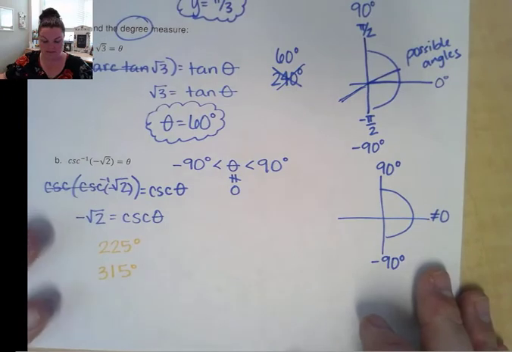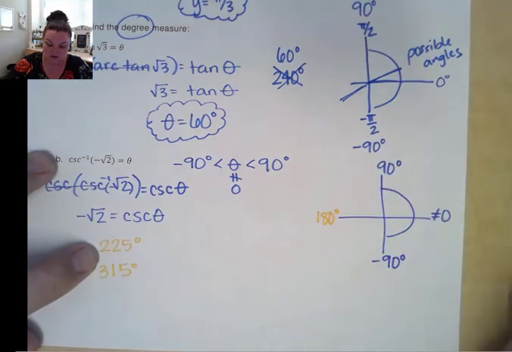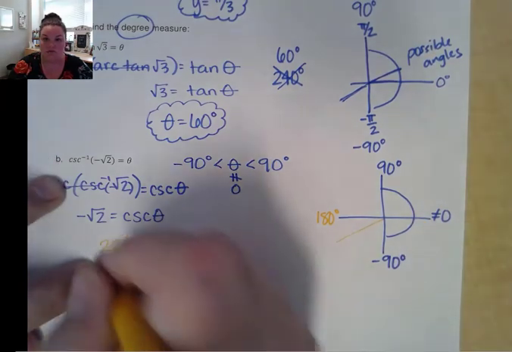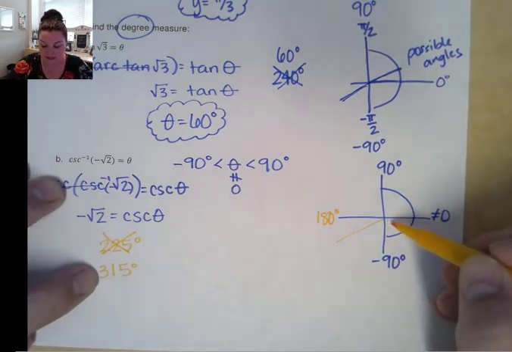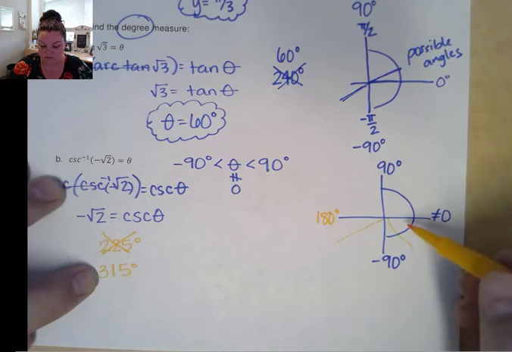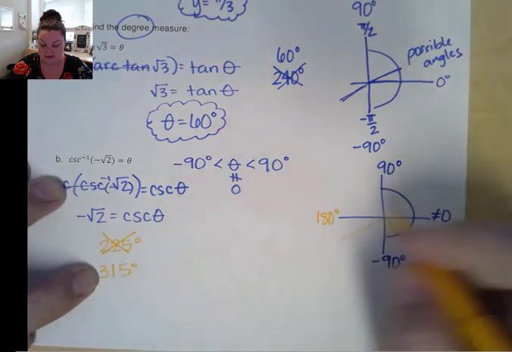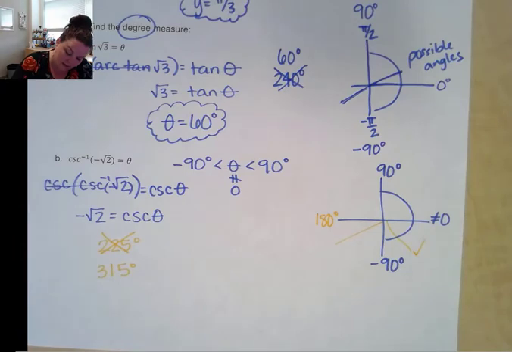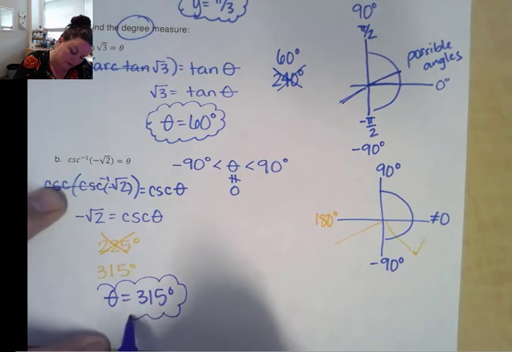Okay, so I'm going to get rid of that, and then I'm going to reference this back. So if I look at 225, well, this would be like 180. That would be over here somewhere, right? So that's not within our allowable possible angles. So then I look at 315. 315 is going to be where? Somewhere in this quadrant, right? Because it's between 270 and 360. So this one is okay. That one works, right? So that means that our theta has to equal 315 degrees.